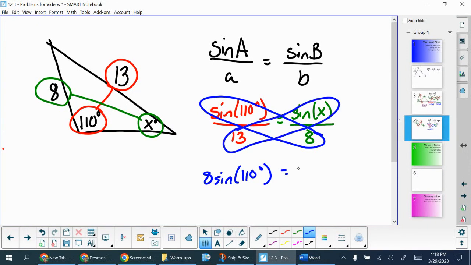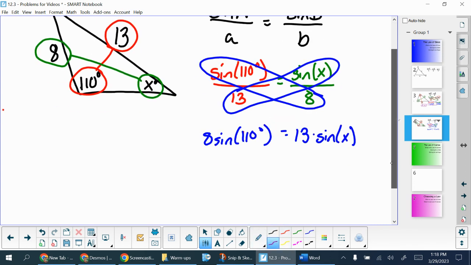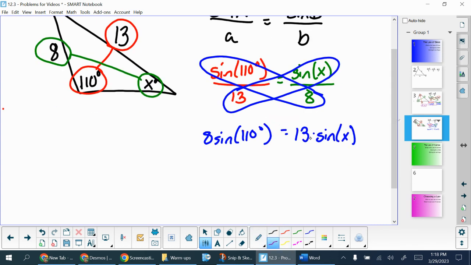Equals 13 times sine of x. Just write it out. Don't change anything. Exactly what you would say when you were describing the cross product. Now this one's going to look a little different because the x is stuck inside of this sine function. So we're just going to peel this thing back one layer at a time.